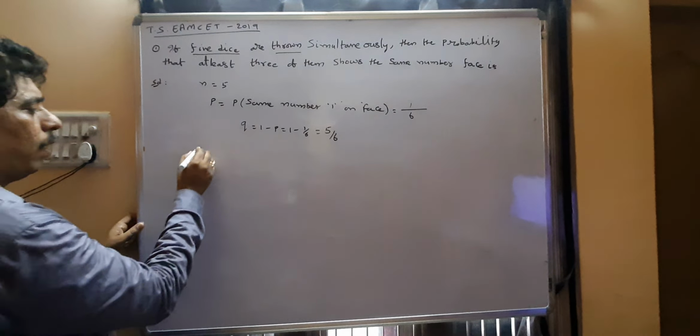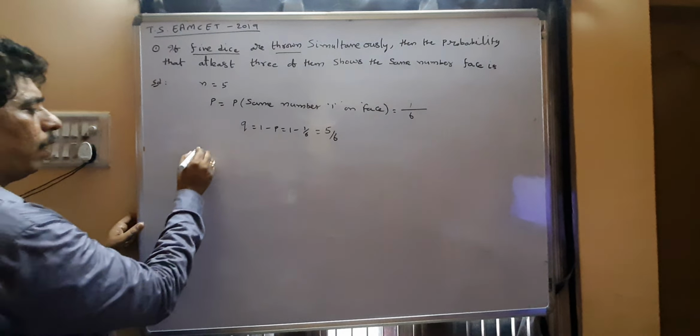So we take 5C3, Q is 5 by 6, whole power 5 minus 3 is 2, 1 by 6 whole cube, plus 5C4, 5 by 6 whole power 5 minus 4 is 1, 1 by 6 whole power 4, plus 5C5, 5 by 6 whole power 5 minus 5 is 0, 1 by 6 whole power 5. Every term has 1 by 6 whole power 5 in the denominator, so take it common. 5C3 means 5C2, 5 into 4 by 2 into 1, that is 10 into 25.